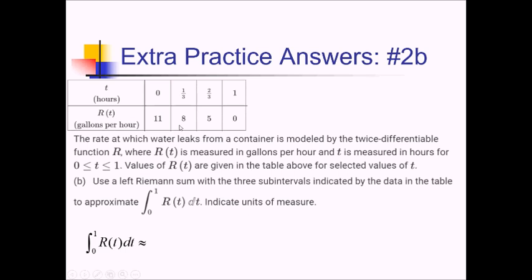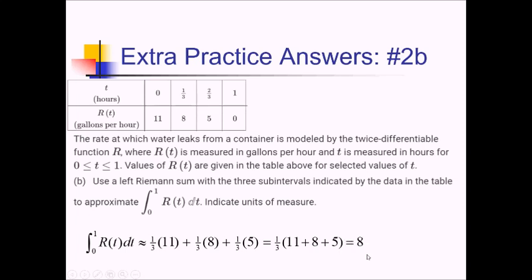So the first rectangle, we're going to have a base of 1/3 times a height of 11. After that, we have a base of 1/3 times a height of 8, and a base of 1/3 times a height of 5. And if you put units on the end, you're actually done with the problem because this is all numbers here. But if you wanted to simplify it, we could yank a 1/3 out of all that and have 11 plus 8 plus 5 in parentheses. 11 plus 8 is 19, plus 5 is 24. So we have a third of 24, which is just going to be 8.